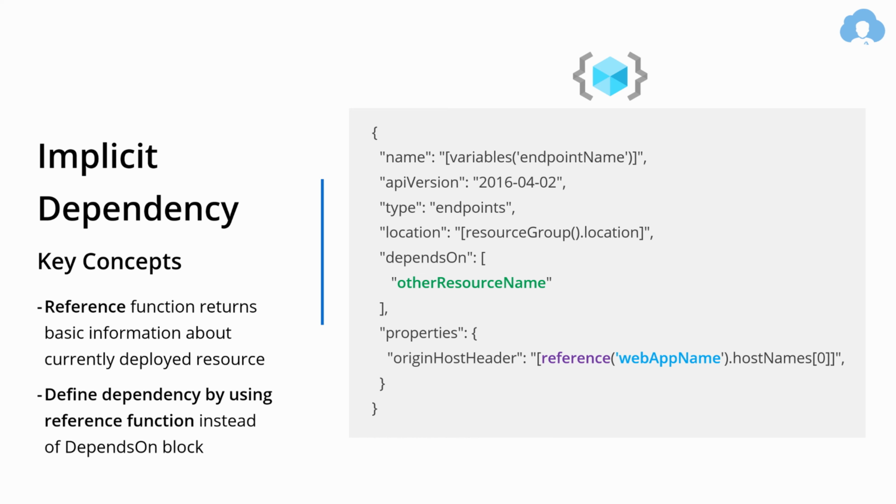One thing to note here is that if you created an implicit dependency, for instance for this web application here, don't put that same web application in the depends on block. You can still use explicit dependencies just for other resources. Don't mix the implicit and the explicit dependencies for the same resource.